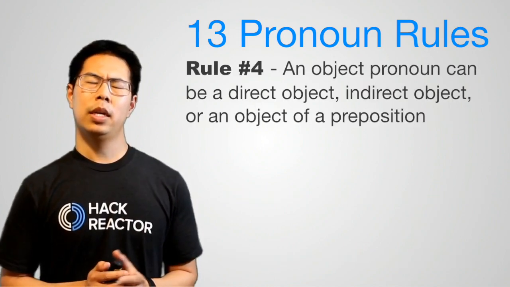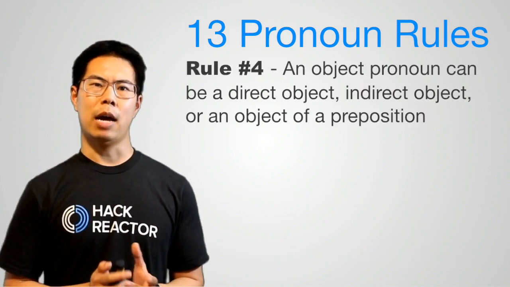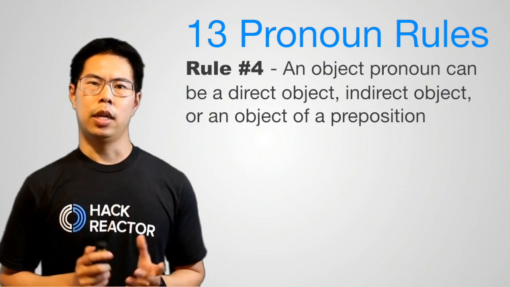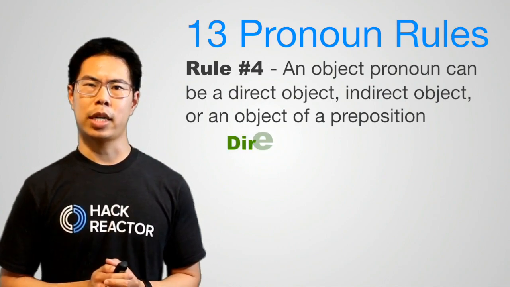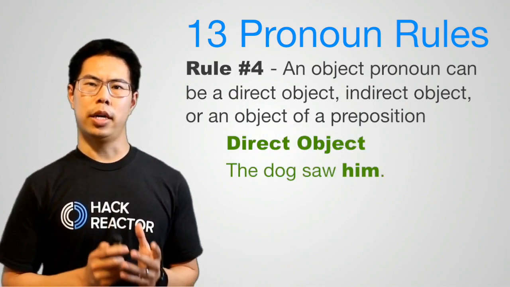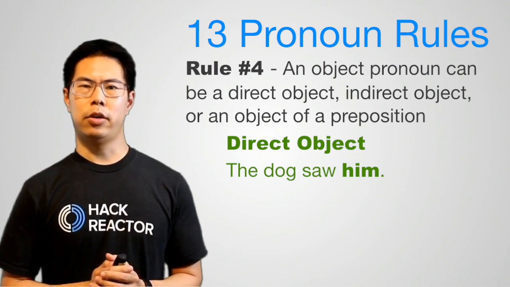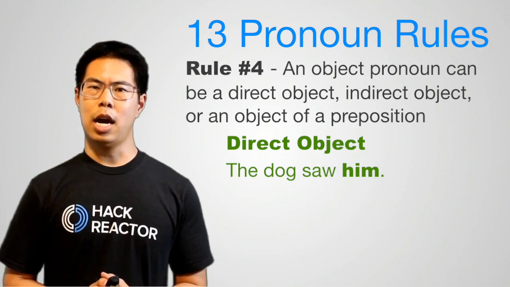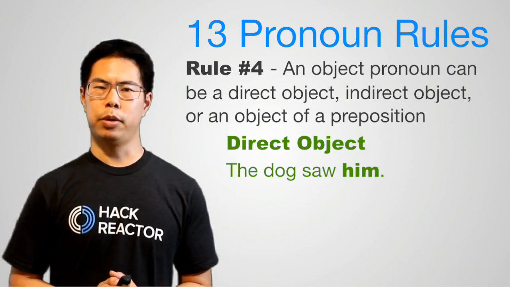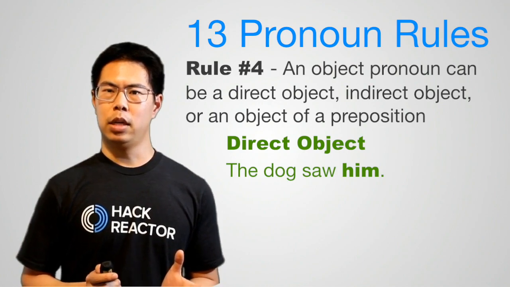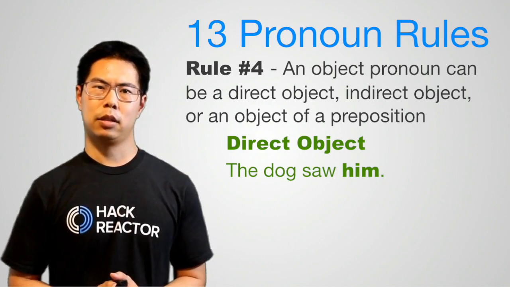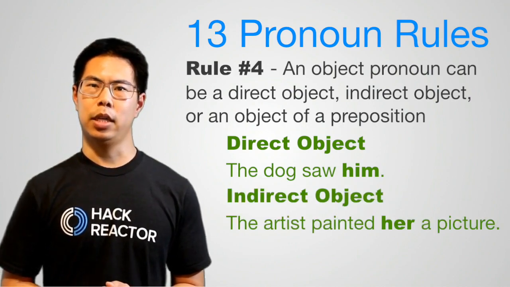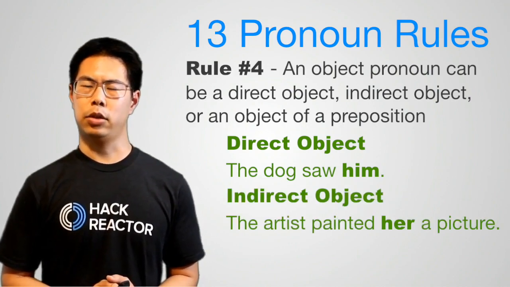Rule number 4. An object pronoun can be a direct object, indirect object, or an object of a preposition. An example sentence with an object pronoun that is a direct object is, the dog saw him. Here, him is the direct object because it is receiving the action of the verb, saw, and it is an object pronoun because it is replacing the actual person that the dog saw, which could have been John or the man.